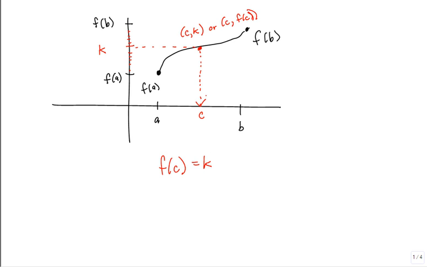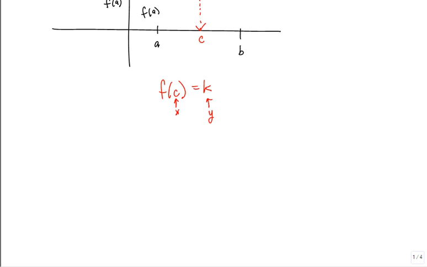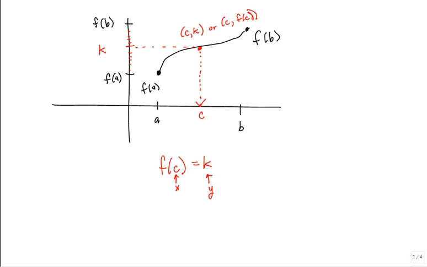So f of c is k. It has to connect and find an x value. K is a y value. C is an x value. Okay, so that should make sense. And let me just state this. We're given k. If we're given k, then we have to find the c that goes with it. And we can always do that if the function's continuous with no breaks.